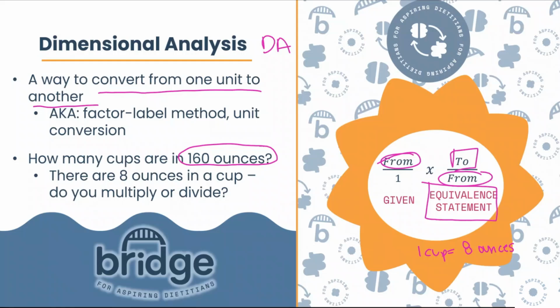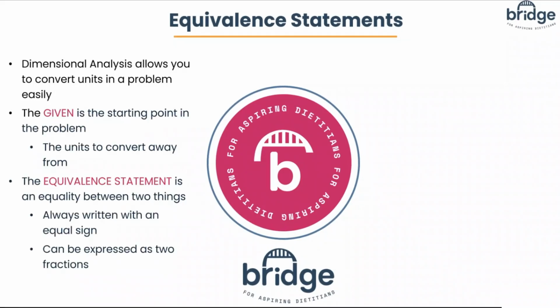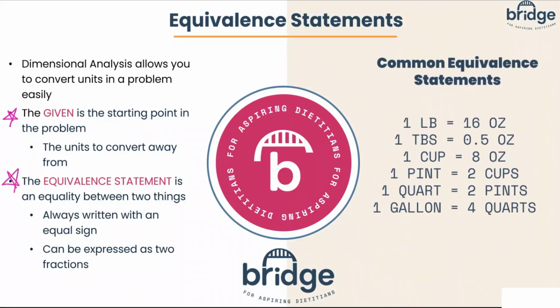So let's walk through the structure of a dimensional analysis problem more closely. Every problem starts with the given. Again, that's the number and unit provided in the question. That's what you're converting from. It's your starting point. And once you know your starting point, you can identify the unit that you're converting to. That's your to unit. But to make this conversion, you need an equivalence statement. This is a known relationship between two units, like 1 cup equals 8 ounces, or 1 gallon equals 4 quarts. These statements are equal in value, just written in different units.